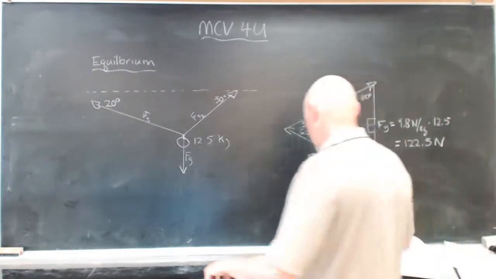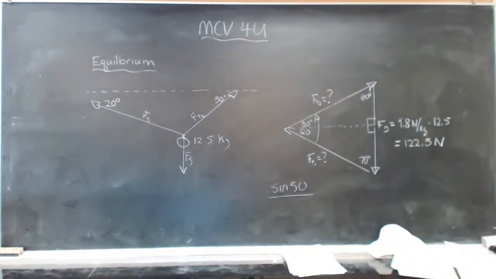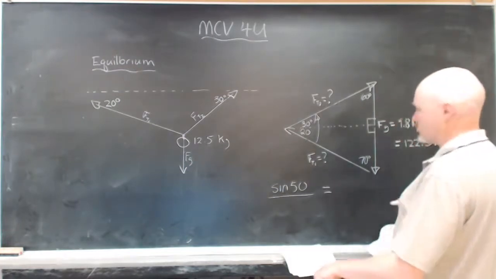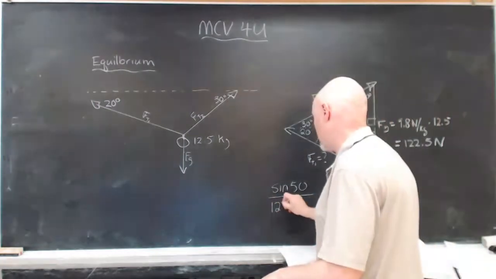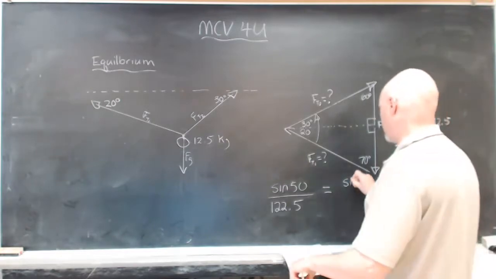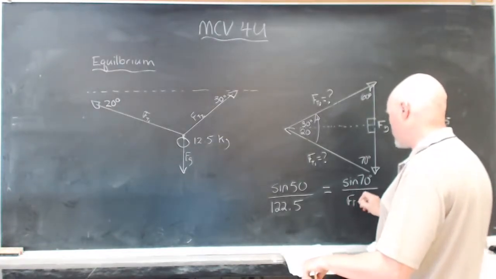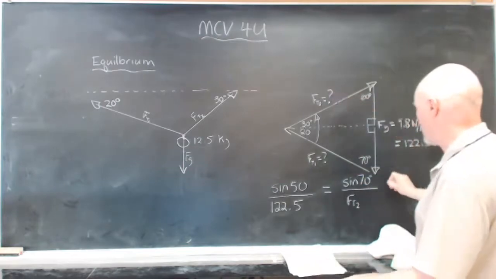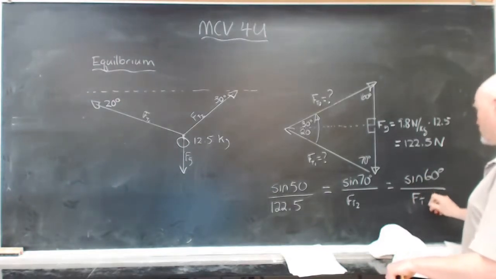Sine law will work. Yeah. Okay. So the sine of 50 divided by what? Sine of 30. So sine A over A is equal to sine B over B is equal to sine C over C. So sine of 50 over 122.5, there's our calculatable quantity. It's equal to the sine of 70 over force of tension 2, which is equal to the sine of 60 over FT1.